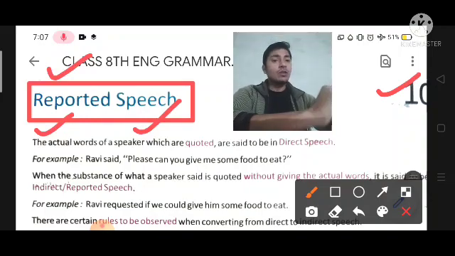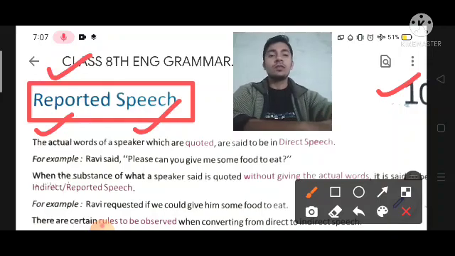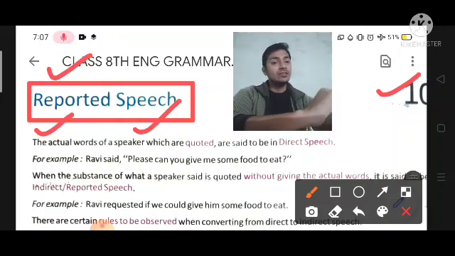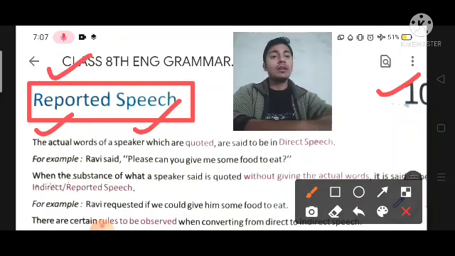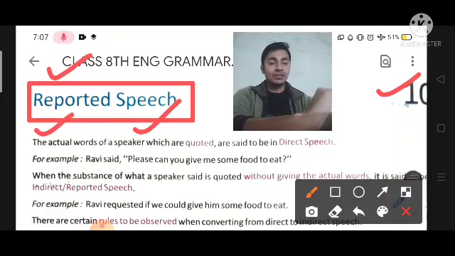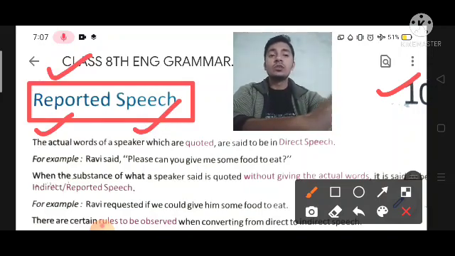Reported means anything that you are reporting, that you are saying to anybody. Suppose any statement, anything you are saying to anybody through sentences, that is a report. For example, you are saying to your friend, I will not go to school today. This is a statement that you are reporting. Suppose you have not done your homework properly and you are telling your teacher, I have not done my homework today. This is a report, an information that you are reporting to your teacher.